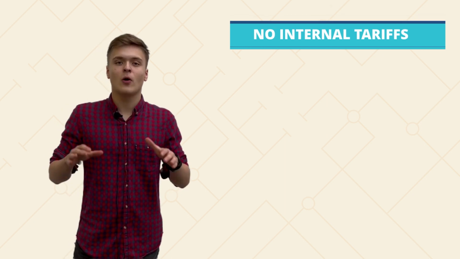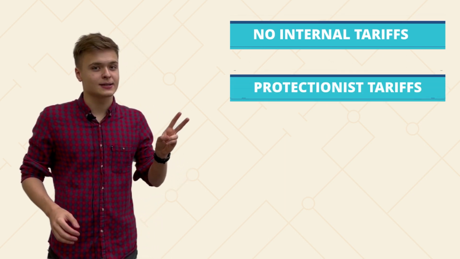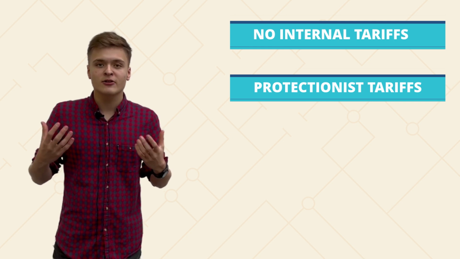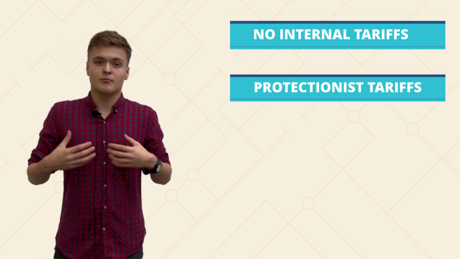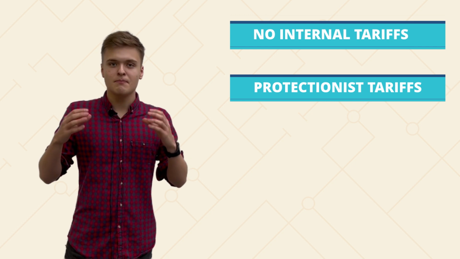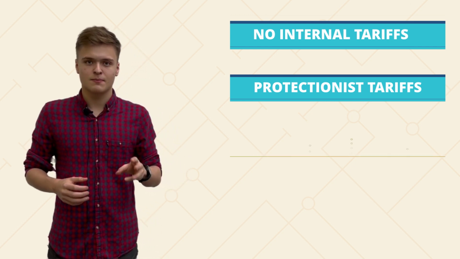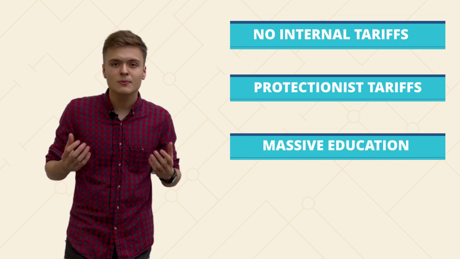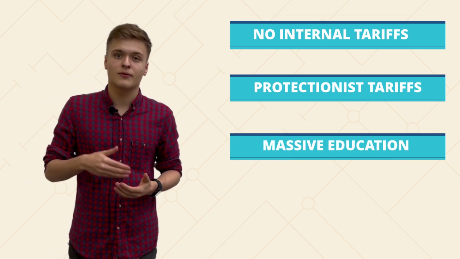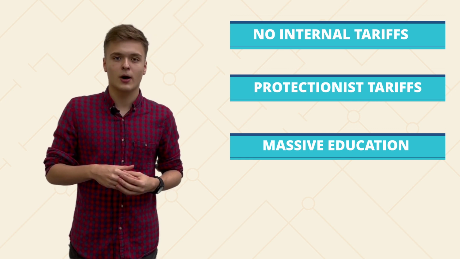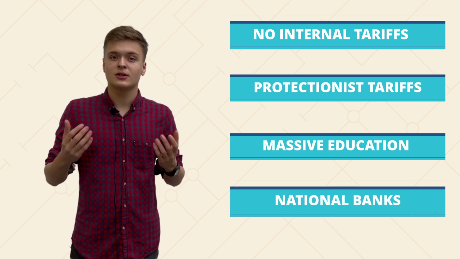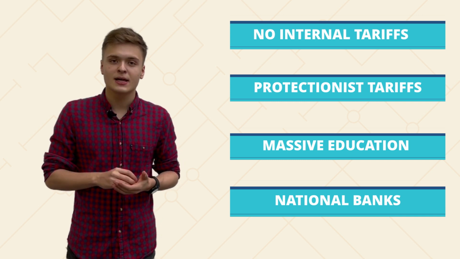These principles are: first, abolition of all internal tariffs; second, lots of external tariffs and other protectionist measures to preserve and to protect domestic producers from the competition of other states. The third one was massive education, which was of paramount importance to bolster the level of literacy. And the fourth one was national banks that could stabilize the currency. Now let's see how states and regions used these principles.